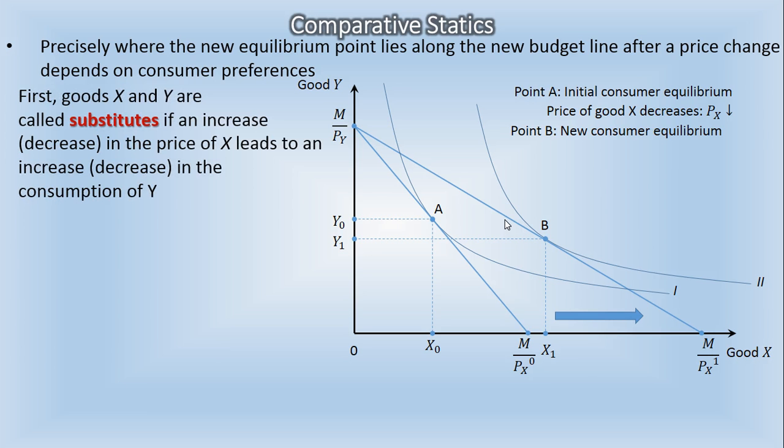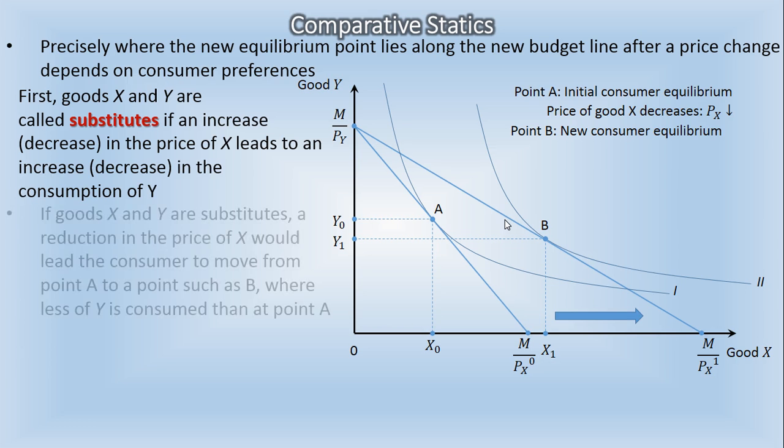So goods X and Y are called substitutes if an increase in the price of X leads to an increase in the consumption of Y, or a decrease in the price of X leads to a decrease in the consumption of Y. So we see that a decrease in the price of good X has led to a decrease in the consumption of Y, and therefore that tells us that the goods are substitutes. So this is another way that we can figure out if consumers view two goods as either complements or substitutes, depending on how their optimal consumption bundle changes when prices change in the market.